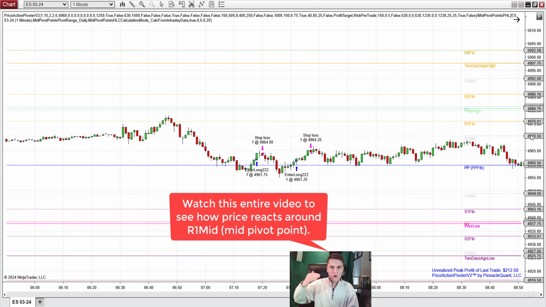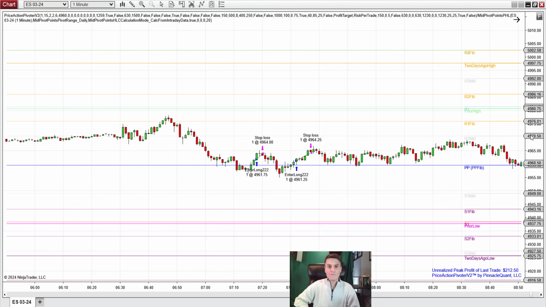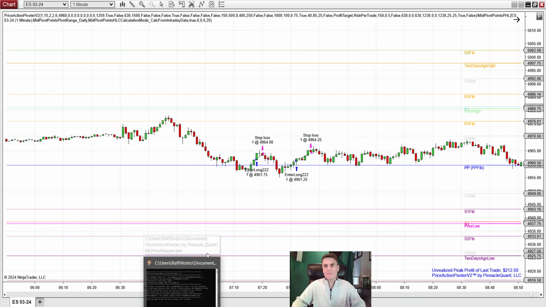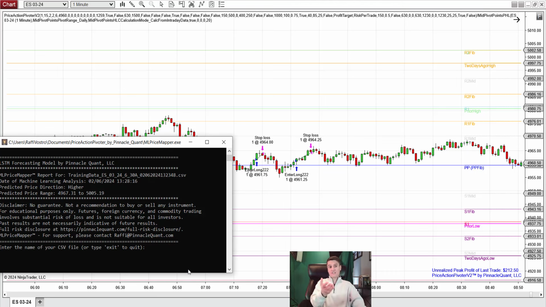Mid pivots are the 50% markup from one pivot to the next level or below that level. You also have prior high and prior low. That's obvious, but a lot of indicators don't have 2 days ago high and 2 days ago low. Many times it acts like a magnet when it comes to prices. So what I wanted to share with you is what I did to essentially set up the trades behind on this monitor. So this is MLPriceMapper.